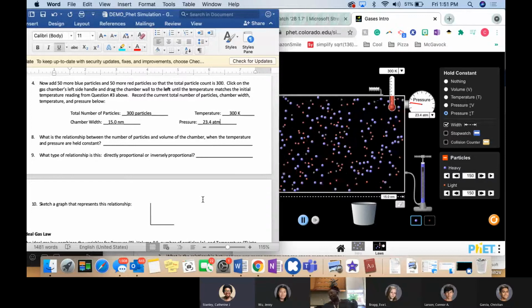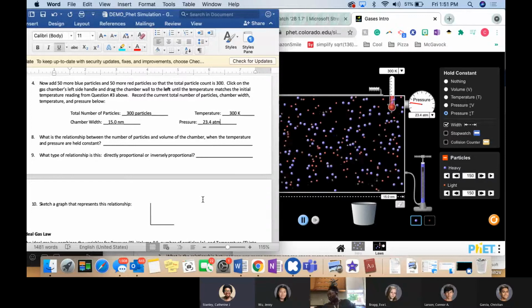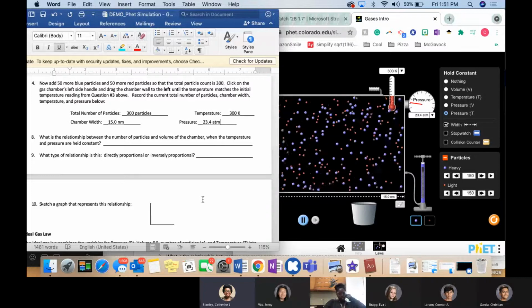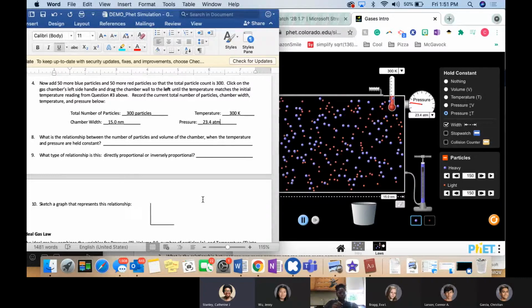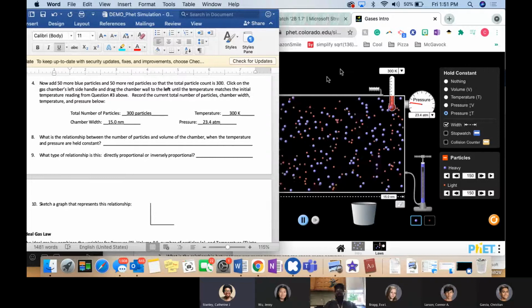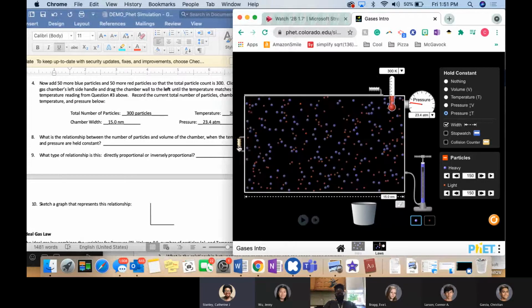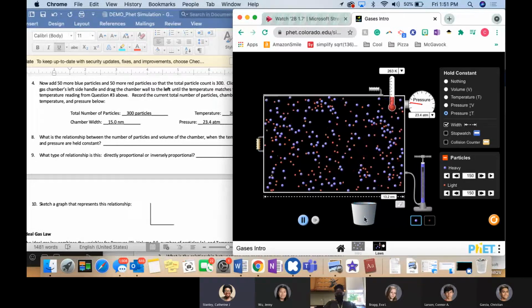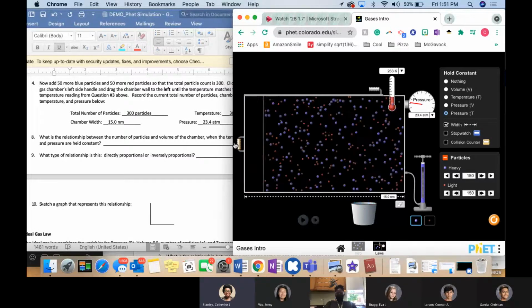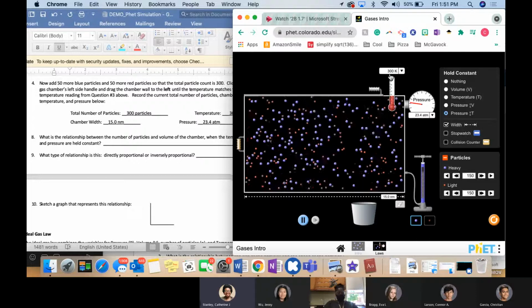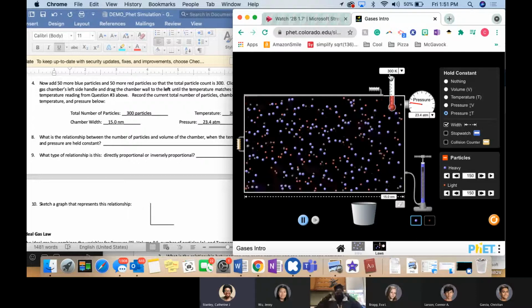You got to drag the chamber edge. There you go. That's how you change the temperature, people. Make sure you drag the chamber edge right here. This is how you are adjusting the temperature because you cannot use this bucket. So you're pulling it out to the left until you get the temperature from number 4.